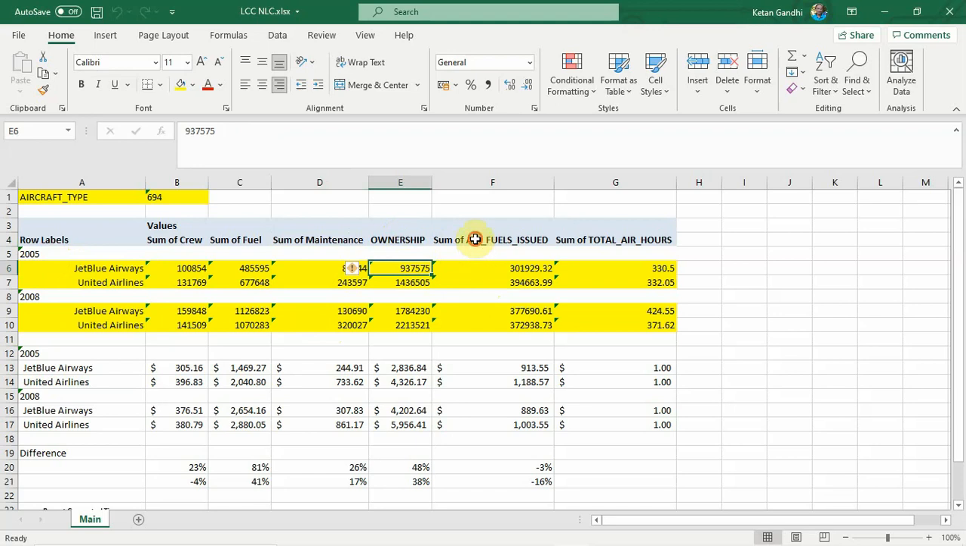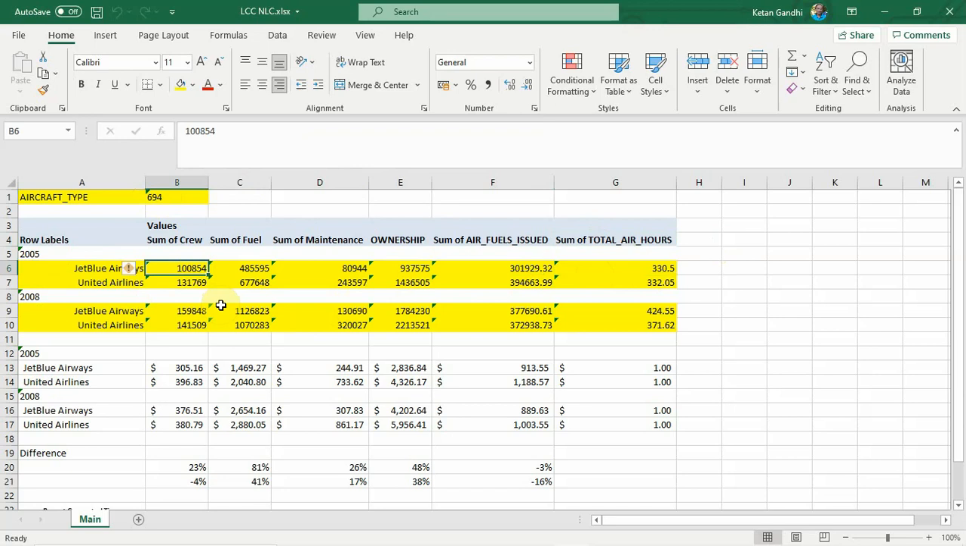Then the sum of the fuels issued when this aircraft 694 was flying. So in a year, how much fuel was issued to this aircraft for both these airlines. So these were the numbers for that, and then the sum of the total hours flown by this particular aircraft in this particular year, 2005 and 2008. So this is the figure for that. So we'll just look at them individually now.